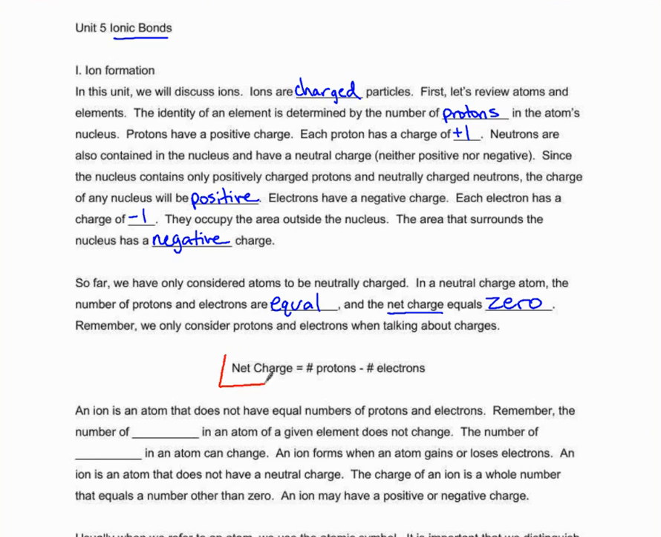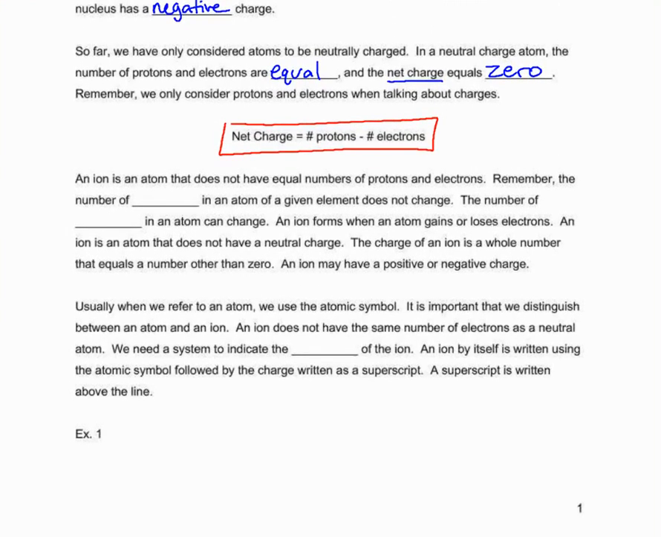A very useful thing to remember here: the net charge equals the number of protons minus the number of electrons. An ion is an atom that does not have equal numbers of protons and electrons. So remember, for any given atom of any given element, the number of protons is not going to change. But the number of electrons in an atom can change.